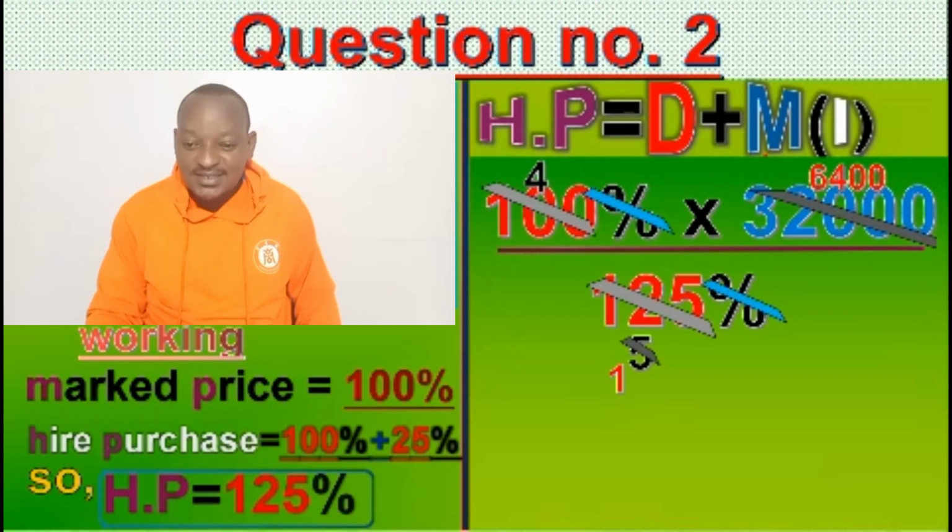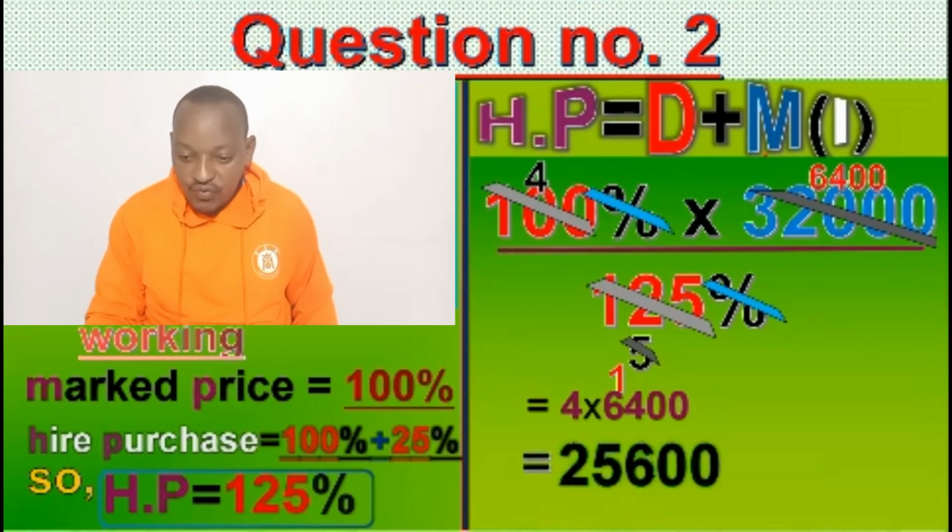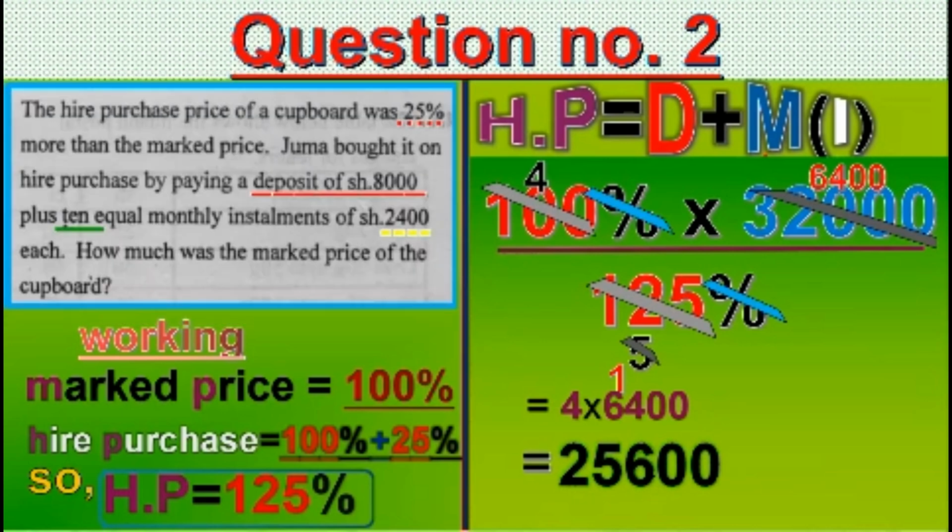Then what do we do next? We say 4 times 6,400, and that is the marked price. So the marked price, which was 100%, would be the product of 4 and 6,400. That is 25,600.